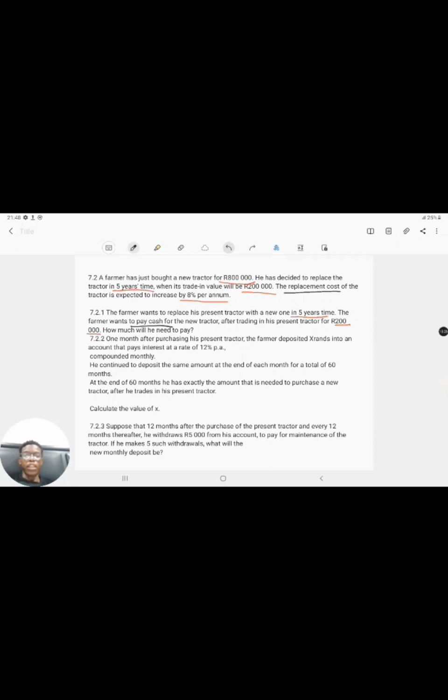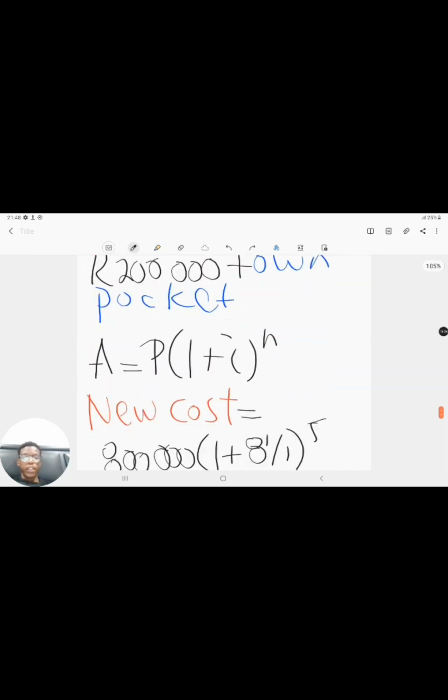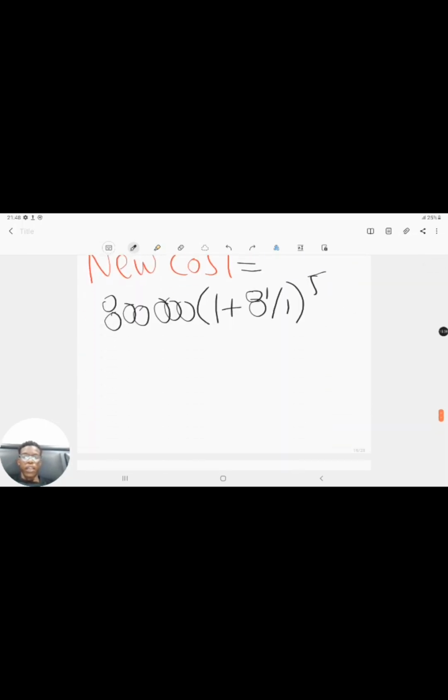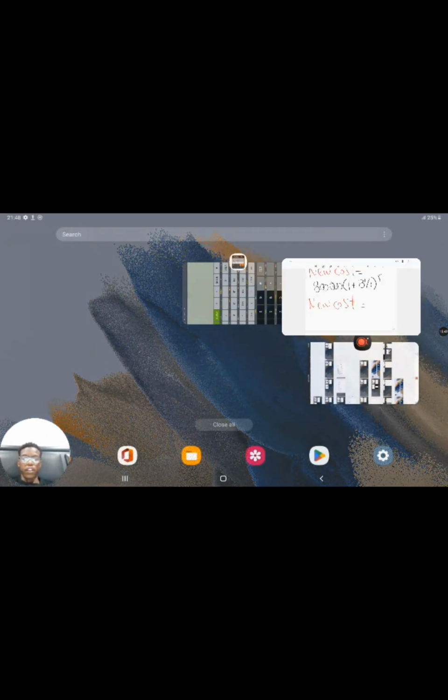The farmer wants to replace his present tractor with a new one in 5 years' time. So that's where I get all that information that I'm substituting here. Okay, so what is my new cost going to be? My new cost, you just punch that in your calculator. We'll do that just now and you see what you get. Okay, I have a calculator here.